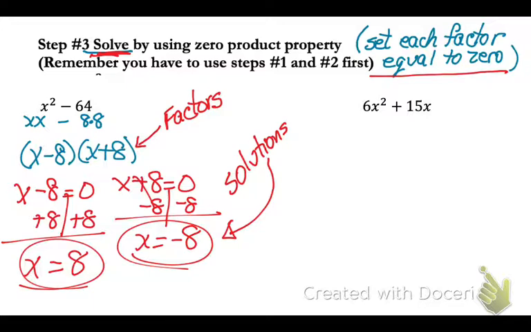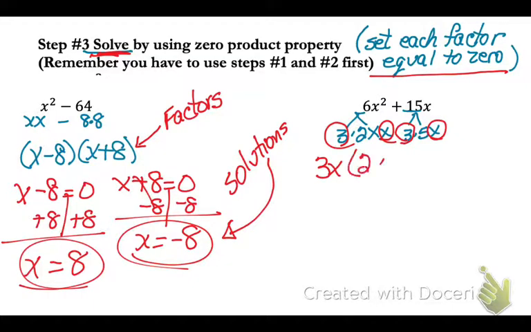Let's look at this second one. It says 6x squared plus 15x. Well, the first thing I'm going to do is factor out a greatest common factor, because between 6 and 15, I think I can take a 3 out of both of those. And then I've got two x's here and an x there. So what I have in common in these two terms is a 3 and an x. So 3x is my greatest common factor. Everything I have not circled has to go back in parentheses, and I get 2x plus 5.